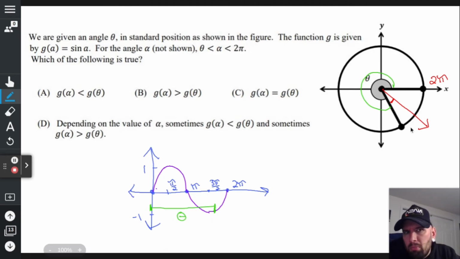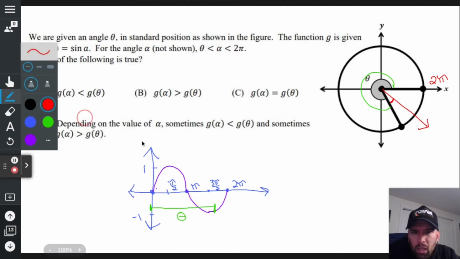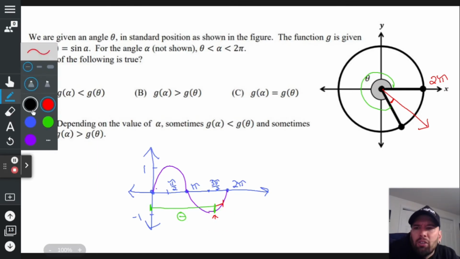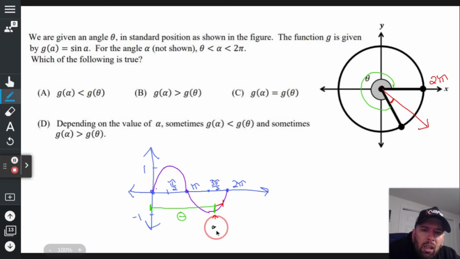So this new guy, alpha, is going to be between here and here. So whatever I plug in for theta, well, theta is right here. If I plug in theta, I get some number, like negative something. So G of theta is like negative 0.8 or something.